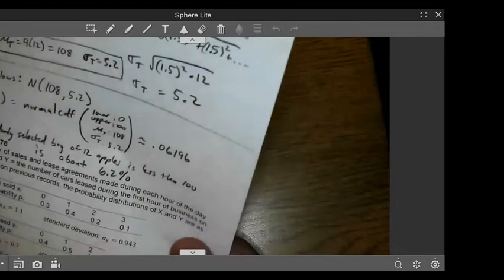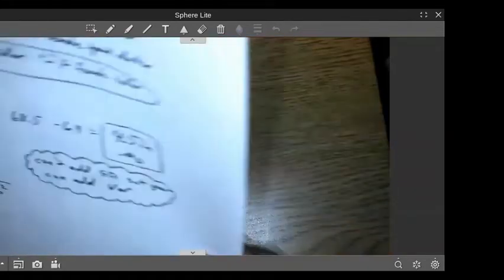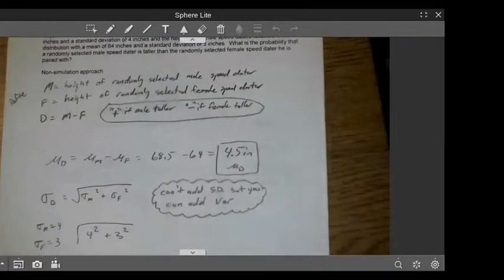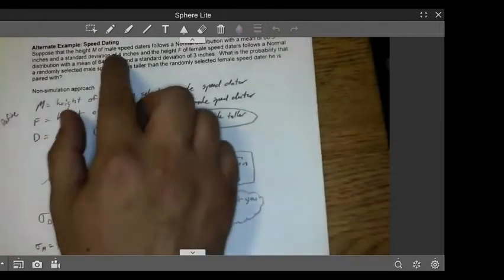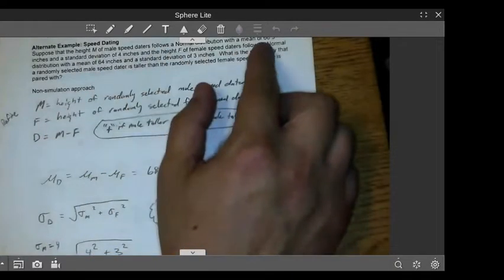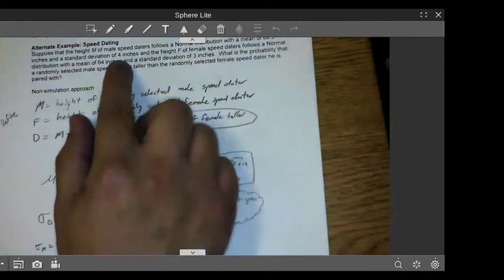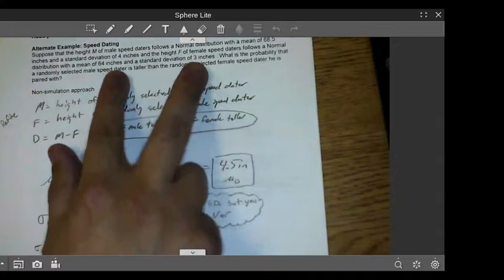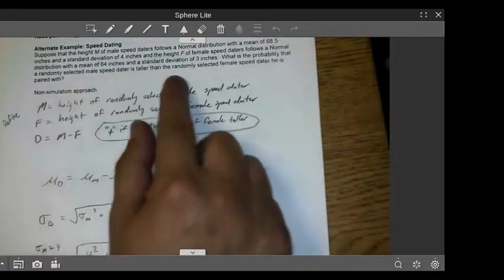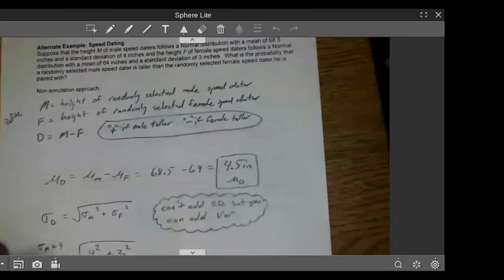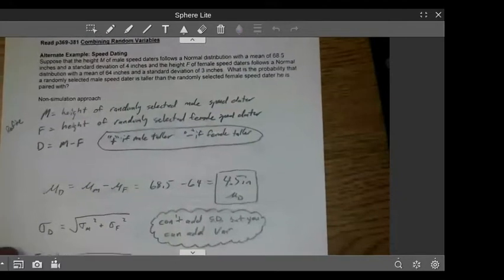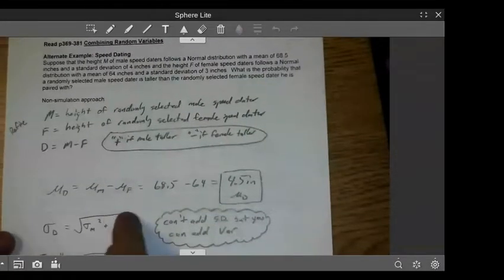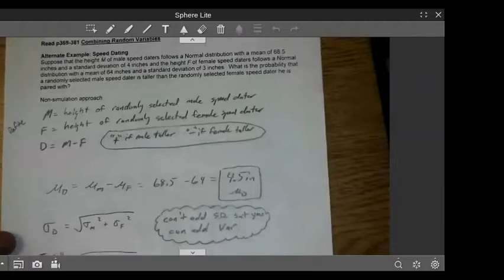All right, here we go. Suppose that the height of a male speed dater follows a normal distribution with the mean and standard deviation given. Females are also normal with a different mean and standard deviation. What is the probability that a randomly selected male is taller than a randomly selected female? This is a big problem, but this is one we're definitely going to have to get used to, and it has some funky notation down here for the mean and standard deviation. We'll get to that in a minute.